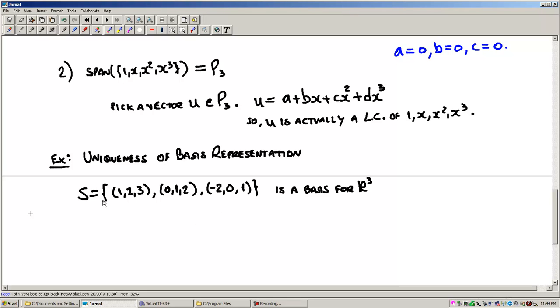And then second, show that this set spans R3. Okay, and we did that. I think we did that last time or last week. But anyway, just believe that this set is a basis for R3.